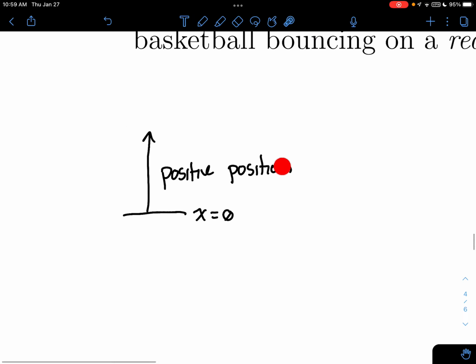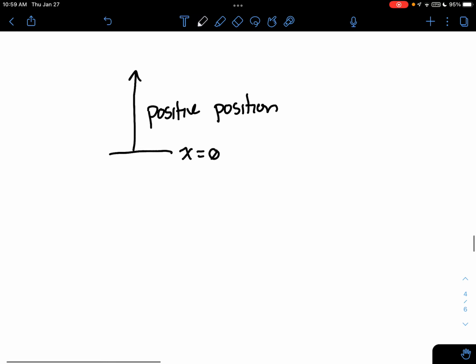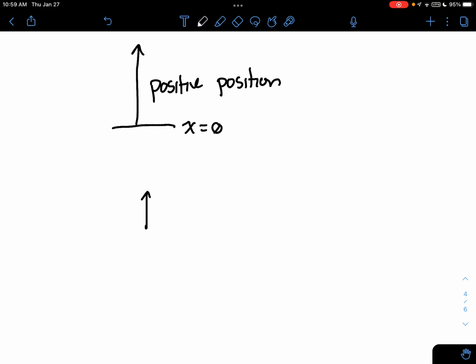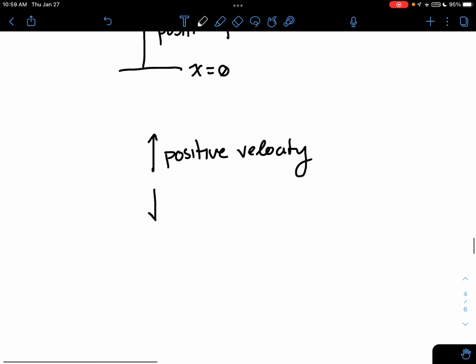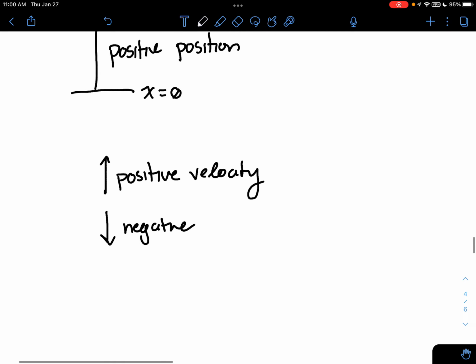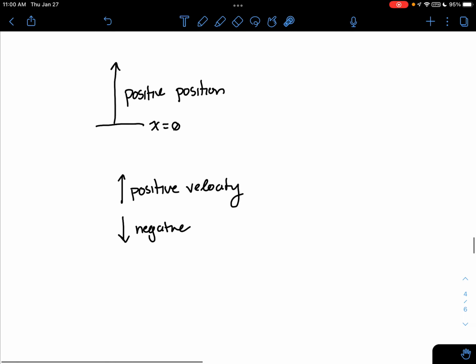Because I'm saying that up is positive, that means a velocity going up is also a positive velocity. And the same thing, velocity pointing down is negative. And since it's the same thing, if acceleration is pointing up, it's going to be a positive acceleration. If acceleration is pointing down, it's going to be a negative acceleration.